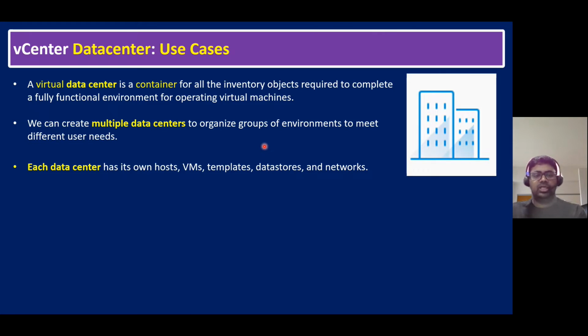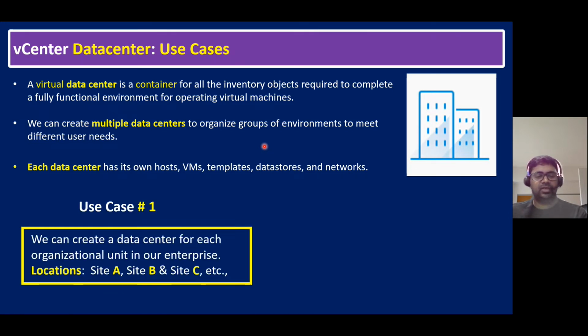And normally the use case for the data center, as I mentioned, for use case one, we can create a data center for each organizational unit in our enterprise. And it's based on the location. One example I gave: site A one data center, site B one data center, site C. Generally site A means you can mention your organization-specific location names.